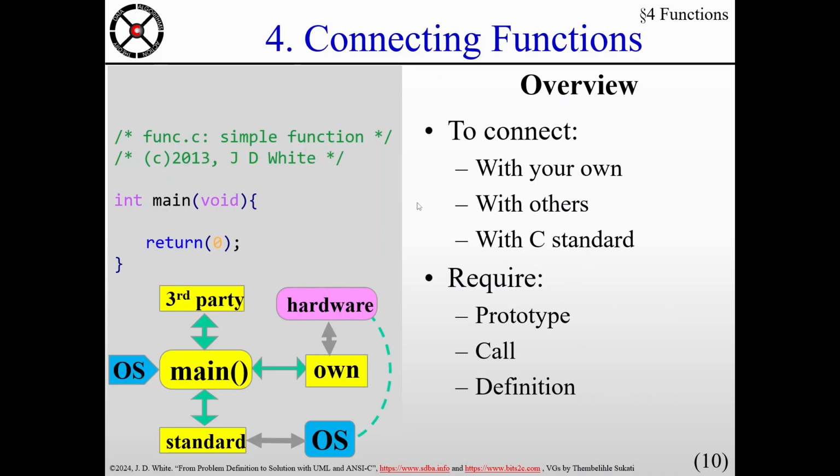All right, now you know what a function looks like. Let's now look at how we want to connect functions. I can connect functions with my own functions, with others' functions, and with C standard functions. Each of the ways that connections have things in common and slight differences. In each case, for every function, we require three things: a prototype, a call statement, and a definition.